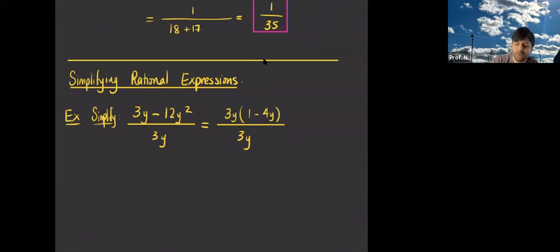And then what do you notice? The 3y and the 3y, right? This is a multiplication in between. So the 3's here, I can cancel the 3's. And the y's I can cancel. I can do that. I can divide them. And what's left is 1 minus 4y. And this is the simplification of 3y minus 12y squared, all over 3y.